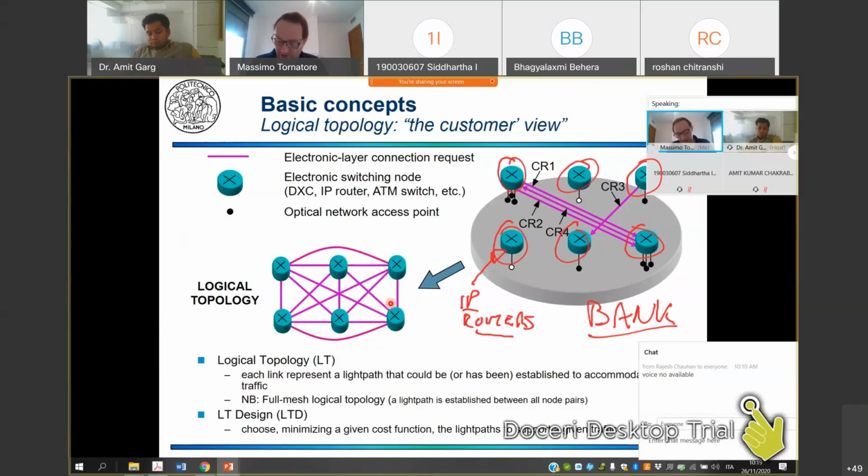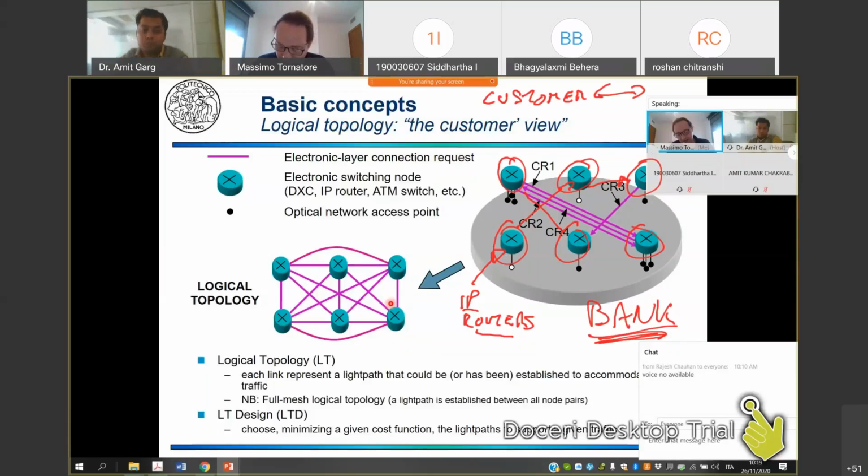And the logical topology for the customer is really the set of connection requests among the various routers that the bank requires and that the bank asks to the network operator. Okay, so the logical topology, it's called logical in the sense that it is the network topology perceived by the customer, and it's a network topology that is independent, somehow doesn't matter about how the connections are actually routed over the physical link.